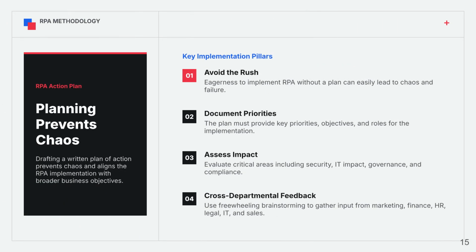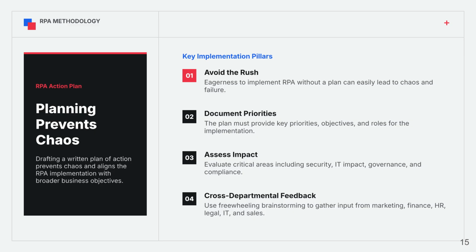A successful RPA implementation does not begin with building software robots. It begins with careful planning. Without a clear action plan, organizations may automate the wrong processes, overlook important risks, or fail to achieve the expected business benefits. Planning provides direction, aligns stakeholders, and reduces the chances of costly mistakes.